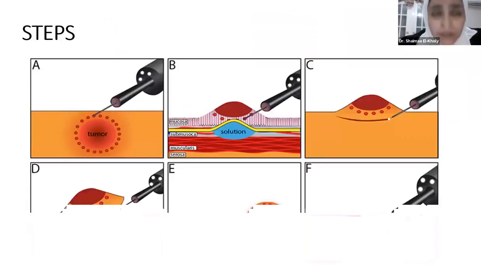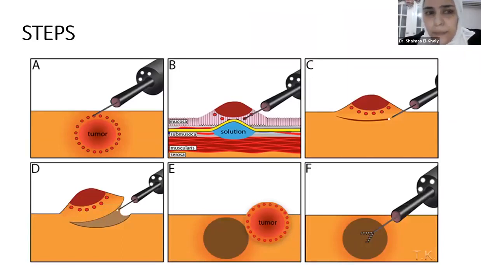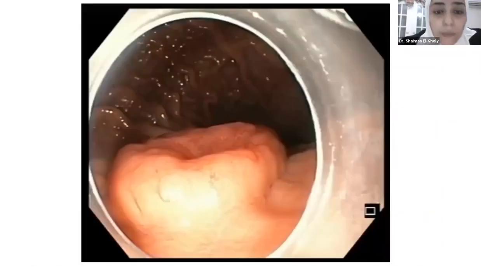So here are the steps of ESD. As maybe most of you know, you localize your tumor. You start by marking the lesion, then submucosal injection. Then you do a circular incision outside the marking, and then you start dissecting below the lesion till you get your lesion en bloc. And this is the advantage of ESD. So here we start with a video that will show the steps of ESD.